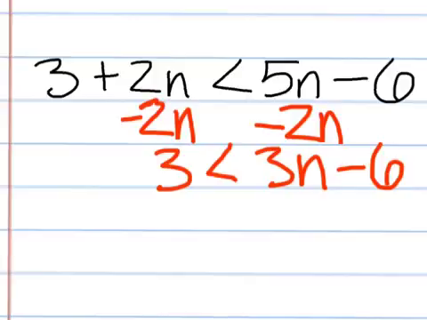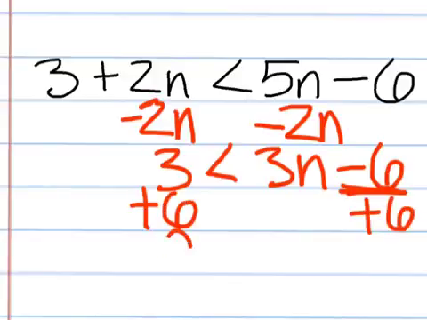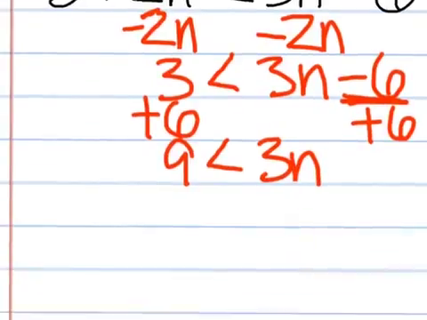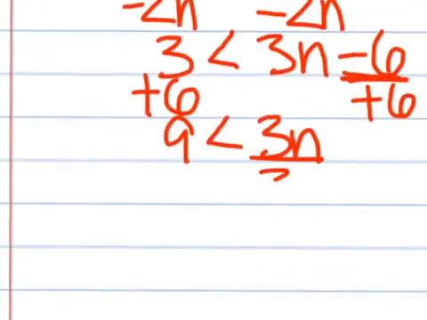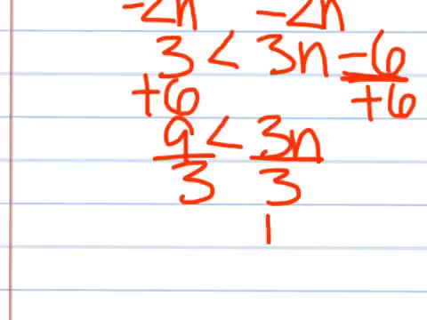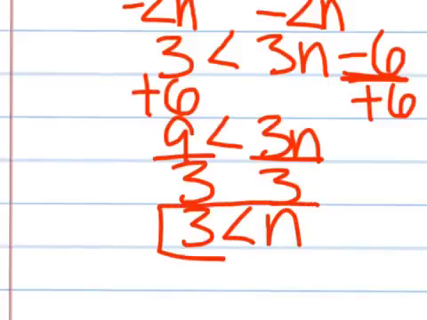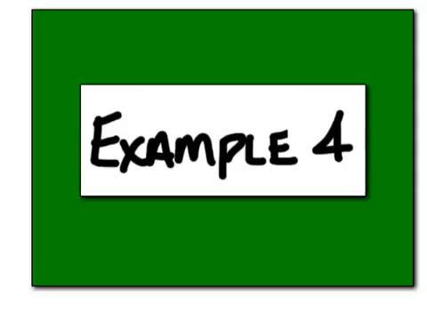And then we divide by... not yet. Oh, no. We want to move this, remember? Add 6. So we add 6 to both sides. That'll be 9 is less than 3n. We divide by 3. And that means n is greater than 3. The main thing you guys have to remember is if there's a negative and you're dividing by a negative, then don't forget to change your inequality.